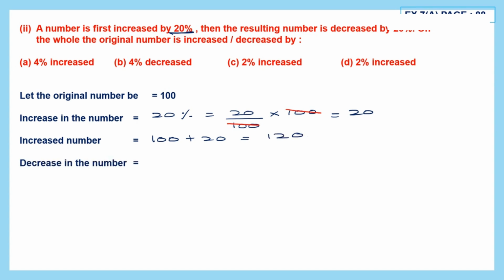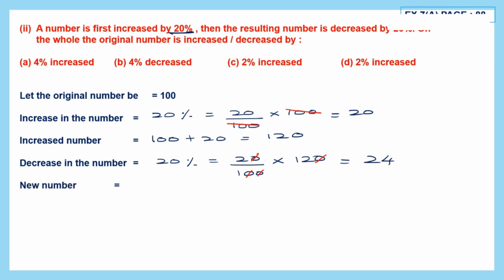So decrease in the number is again 20%, isn't it? So this will be 20 by 100, like 20% I have converted it to 20 by 100 into, now decrease in the number. Now the number is decreased from the increased number, from this number, not from 100, because it says resulting number, isn't it? So that is 120. Now let's cancel here. I can cancel this. I can cancel one more 0 here. So what do I have now? 2 into 12, which is 24.